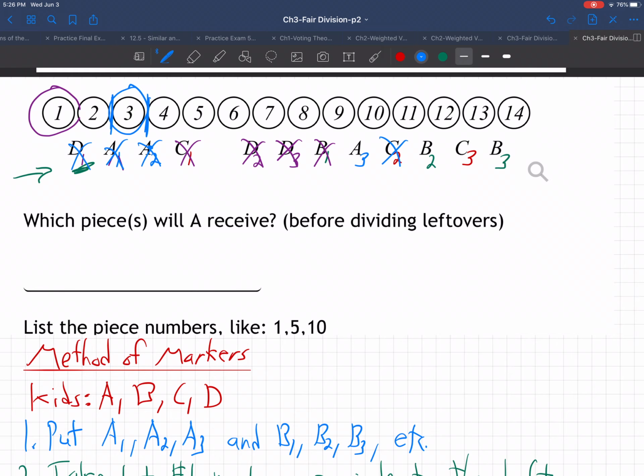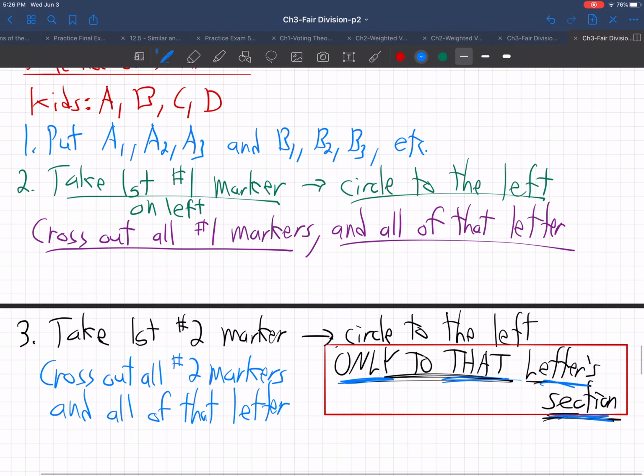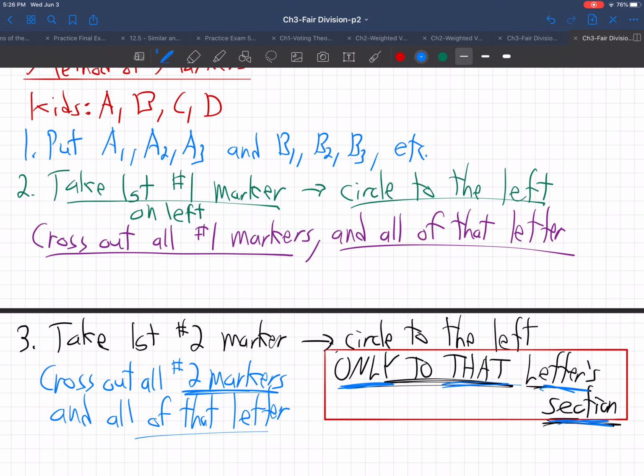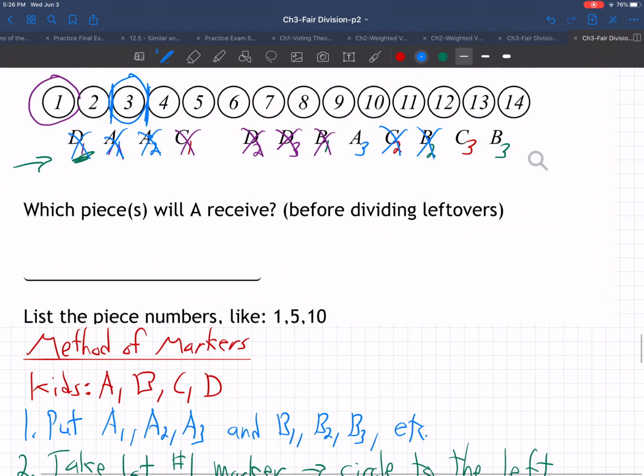Are there any other? Oh, and B2. Okay, so all the 2 markers are canceled, right? Cross off all the number 2 markers and all of that letter. What letter? The letter that just got his candy.